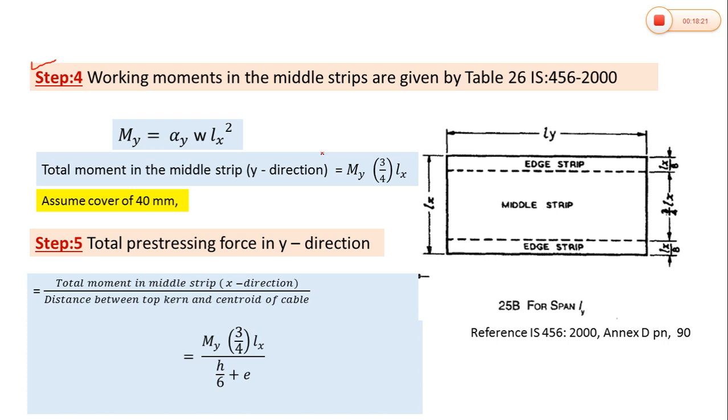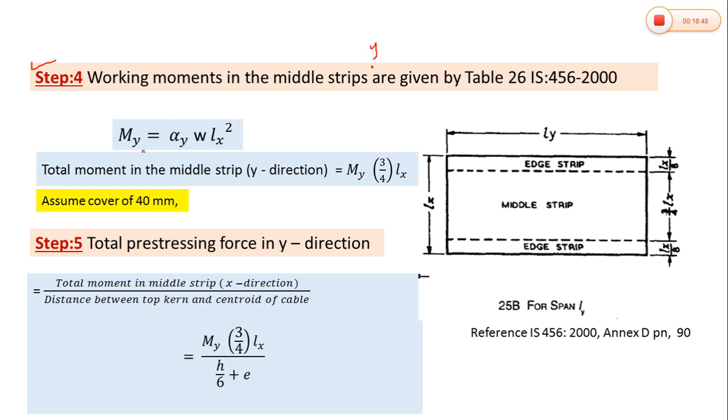Initially we have calculated the moment, prestressing force and number of strands of cable in x direction. So the next step is we need to repeat the same step for y direction. That's why step 4 is working moment calculation in the middle strip in y direction.